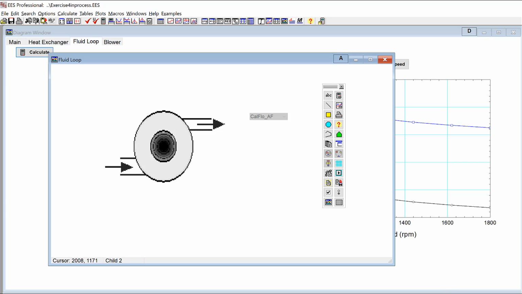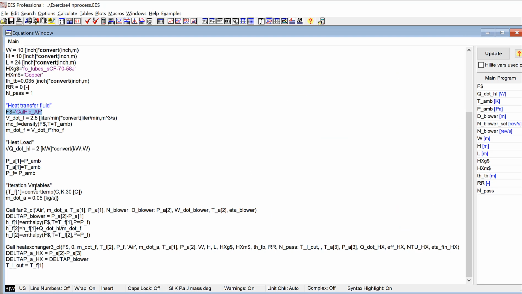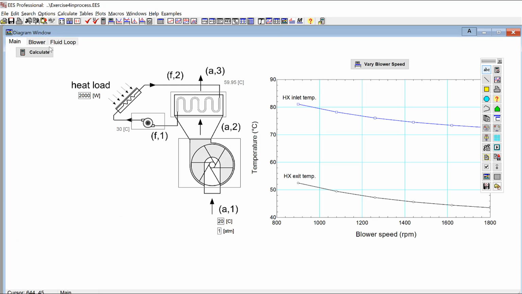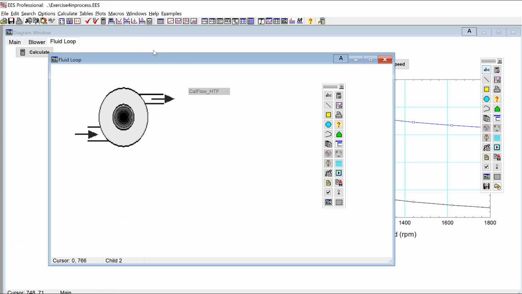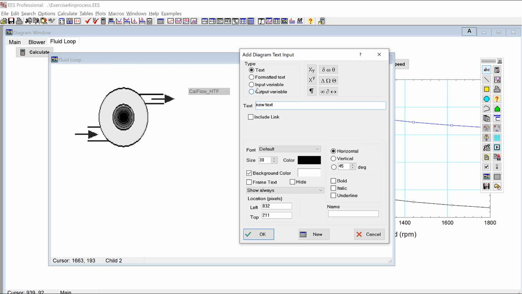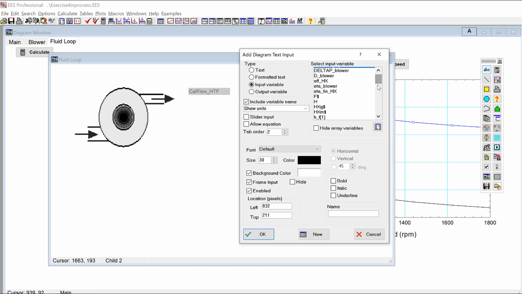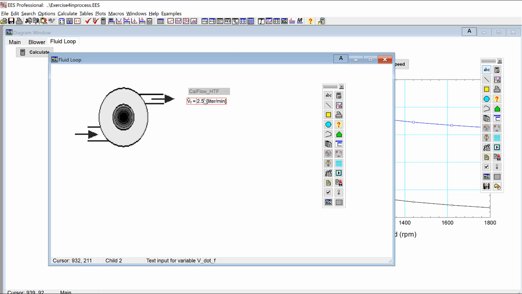So let's go to the equations window and get rid of, I guess actually both these, and we'll let the user specify also the volumetric flow rate on this child diagram window. So add another input variable, which is V dot in alternate units. And yeah, that should be good for that one.